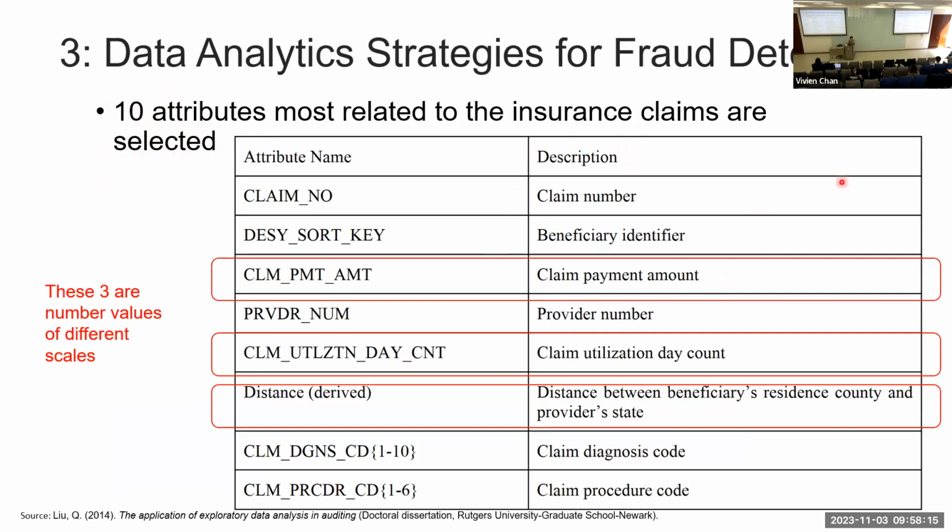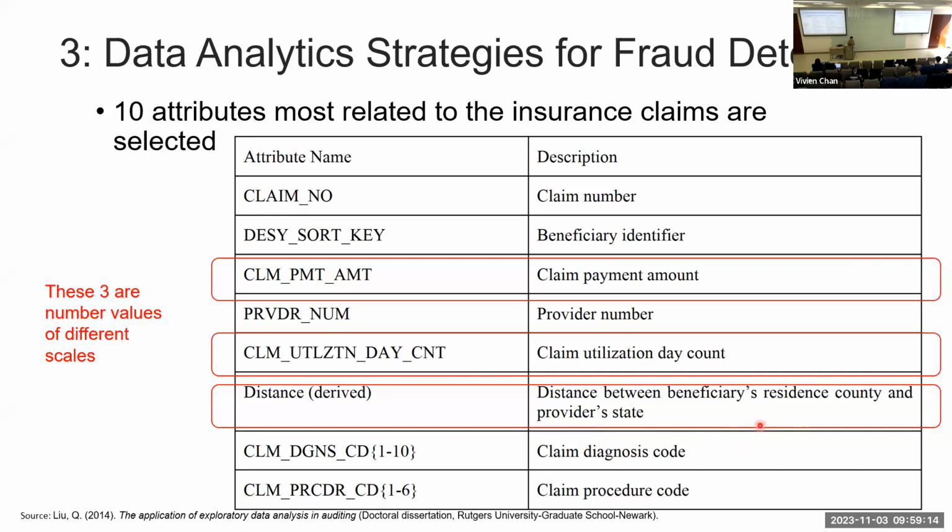They selected the claim number, the beneficiary ID, the claim payment amount, and the provider number. The claim utilization day count is the number of days the beneficiary stayed in the hospital, so it is about the hospital insurance. Then there is a distance attribute. If you remember when we talked about feature engineering, this is a new attribute created. The distance is calculated from the beneficiary's address and the provider address.